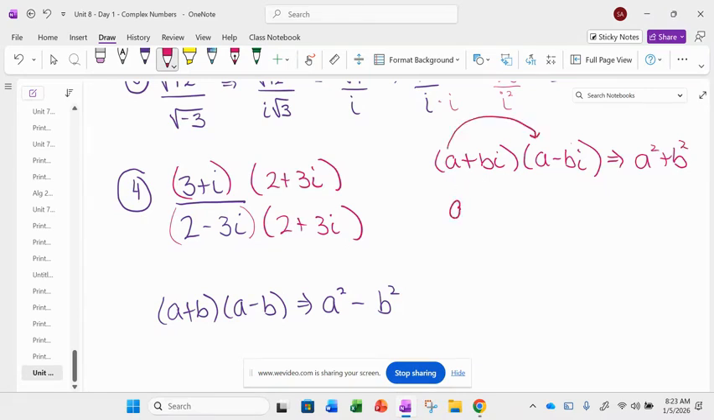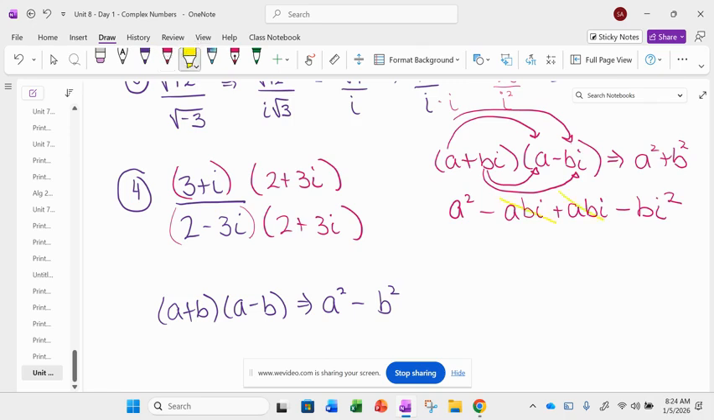An a times an a is an a squared. An a times a negative bi is a negative abi. Positive bi times a is a positive abi, and then a positive bi times a negative bi gives us a negative b i squared. The middle terms, as always, cancel when you multiply conjugates, but then you end up with a squared minus b i squared. But what's i squared? -1. So this is a squared minus b squared times a -1. Oops, sorry, b squared. I lost my squared here, guys, sorry. So then this becomes a squared plus b squared.